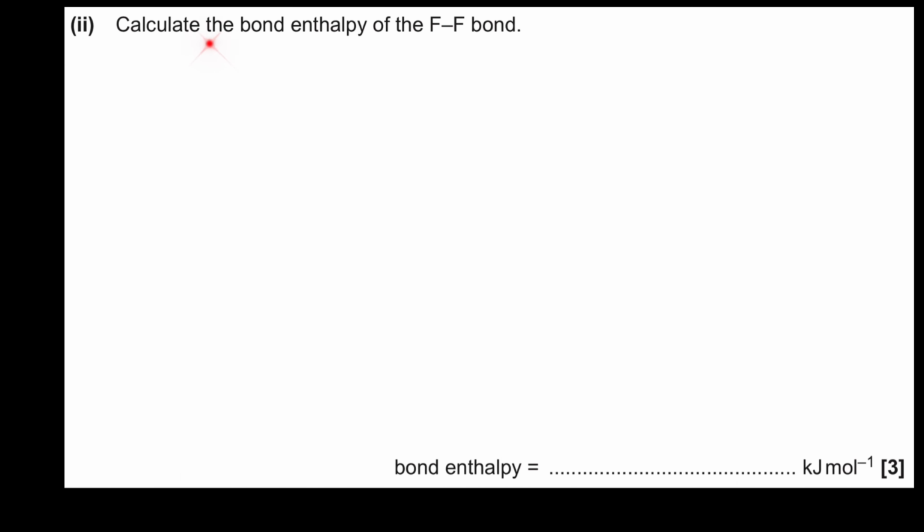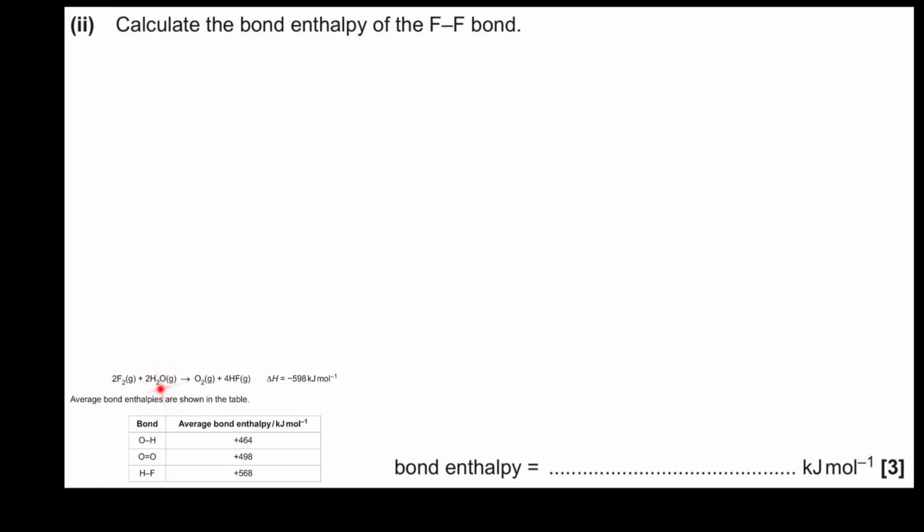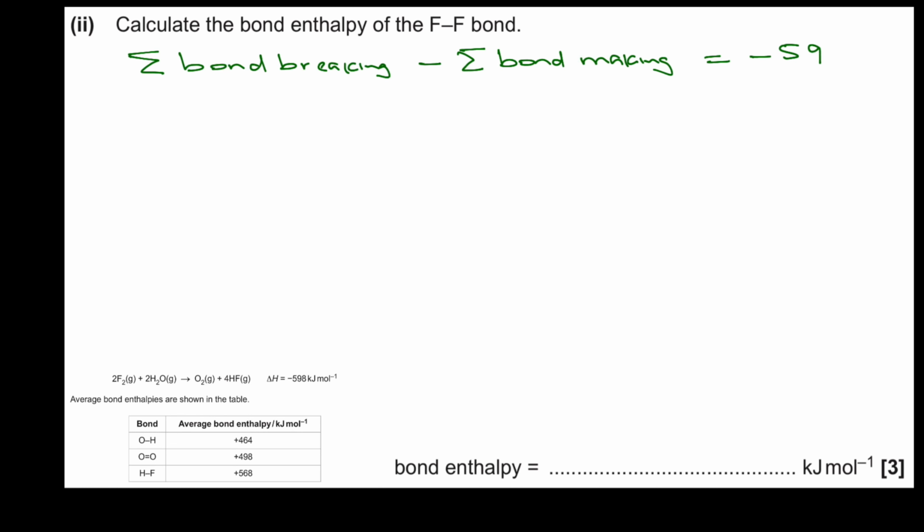B, part 2. Calculate the bond enthalpy of the FF bond, and we need to give our answer in kilojoules per mole. This is the equation we're using here, and this is the reactant, and that's the product. So this is bond breaking, and that's bond making, and this is the enthalpy of reaction here. We need to find the bond enthalpy here, and to do that, I'm going to do the sum of bond breaking minus the sum of bond making, which equals, as has been given here, minus 598.